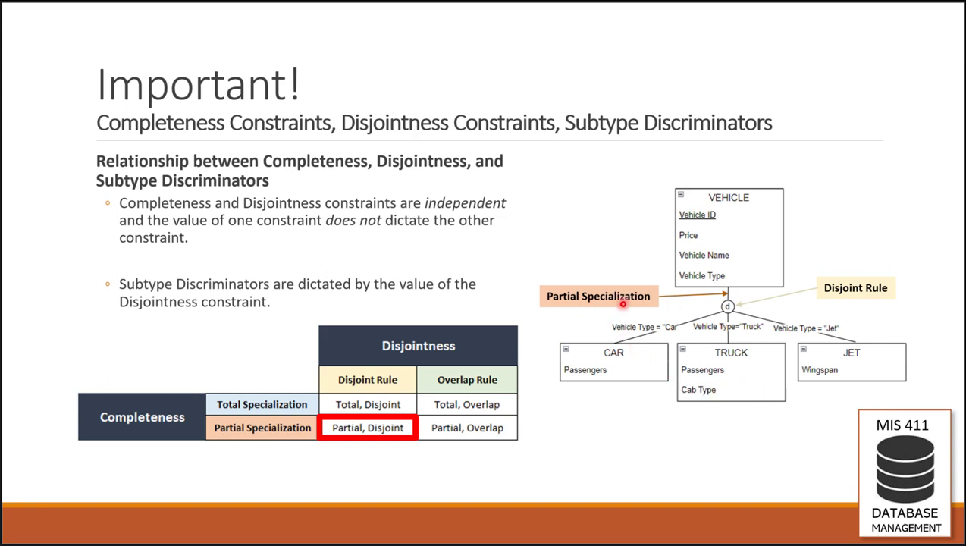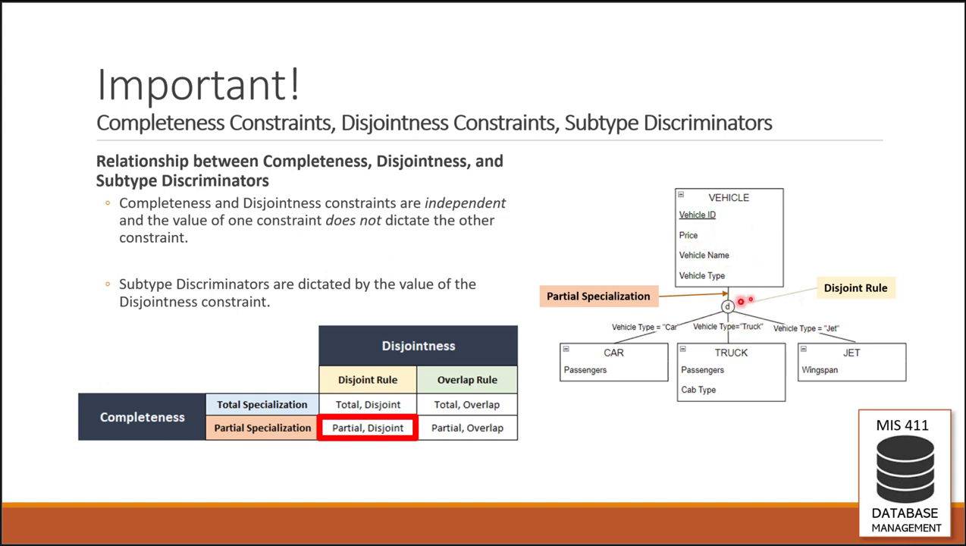Now we have partial specialization, whereas total was a double line, partial is a single line, so by default it's a partial specialization, and what that means is not every entity instance actually has to be a subtype. So for instance, if you had something like a bicycle and you didn't have a subtype for it, the bicycle could just be a pure vehicle, so to speak. Okay, the bicycle could be of the supertype. So that's partial specialization. The entity instance can be the supertype, essentially.